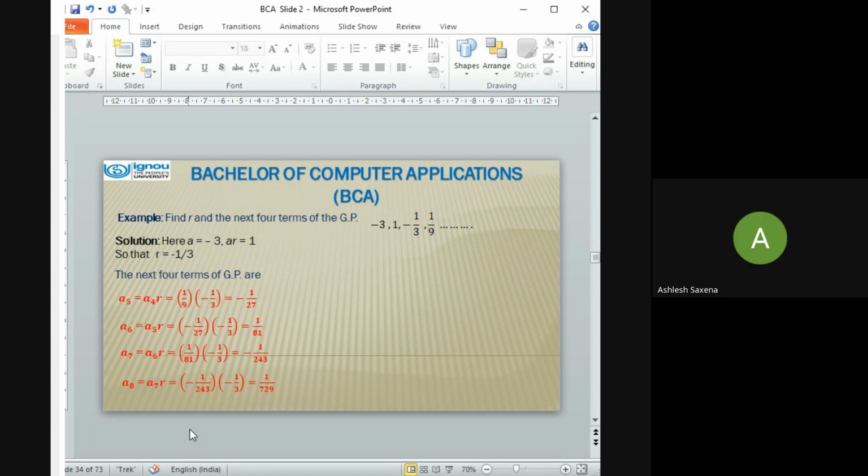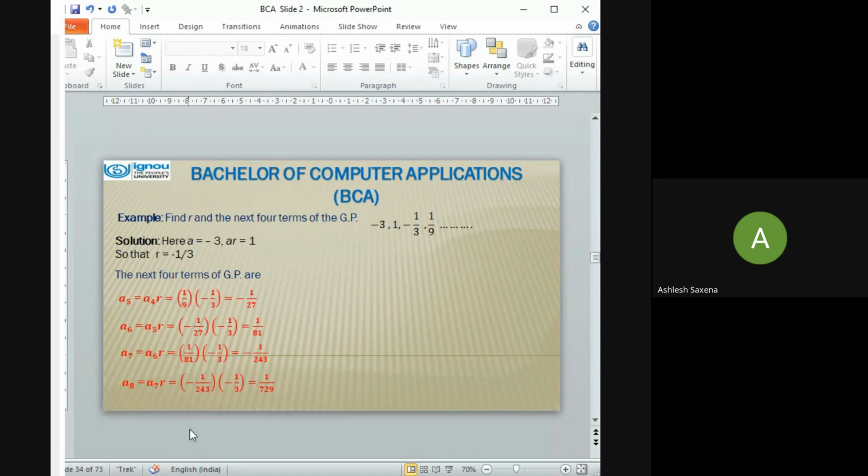Next, A5 is found by multiplying by minus 1 by 3, the common ratio. You have to multiply by the common ratio. You will see that the first term is minus, the second term will be plus, the third term is minus, the fourth term is plus, the fifth term will be minus, the sixth term will be plus, the seventh will be minus, and the eighth will be plus. Alternate. And the ratio will remain the same throughout.